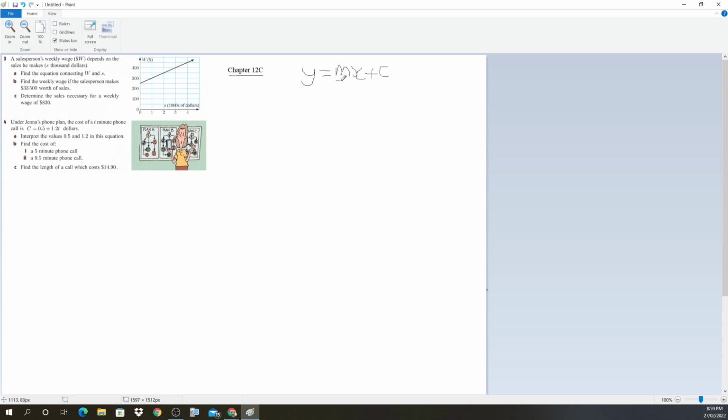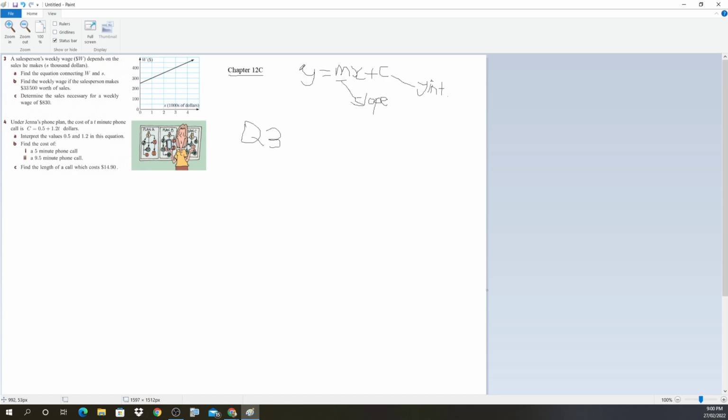Okay, but remember that m represents your slope. And that is your y-intercept. Okay, so for the first one, let's have a look at question 3. Let's write nice and large. Okay, so question 3: find an equation connecting W and S.